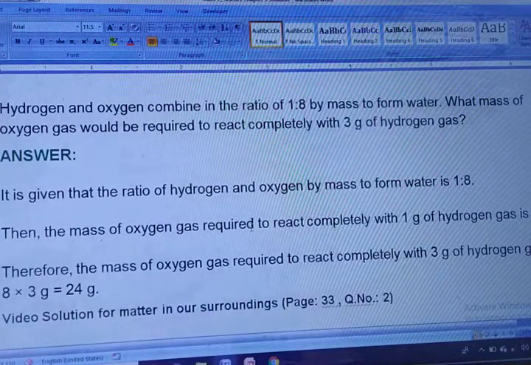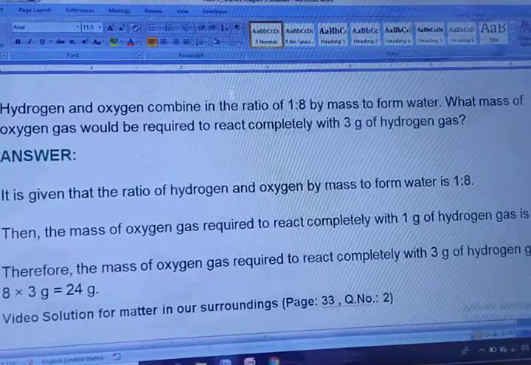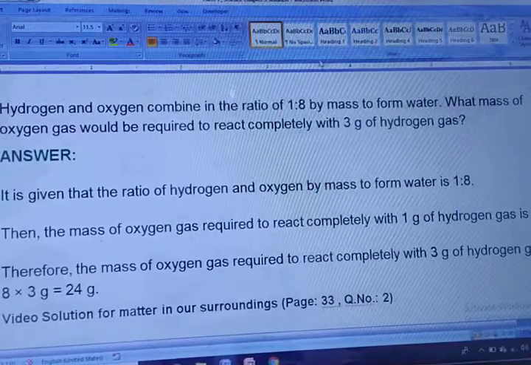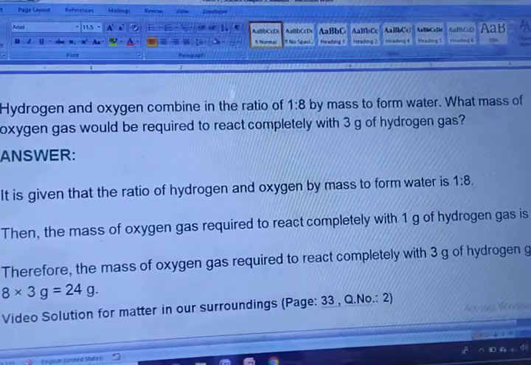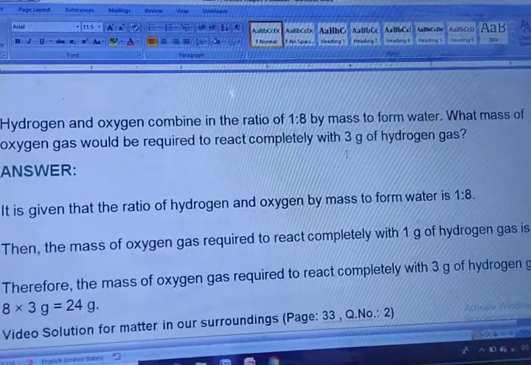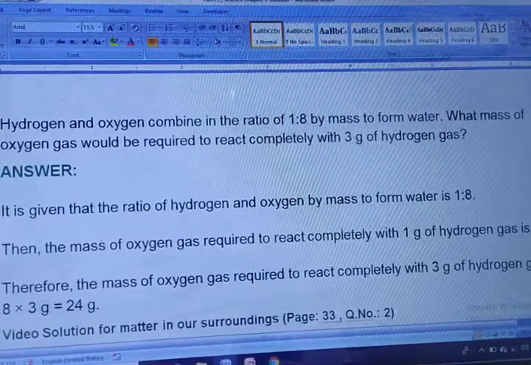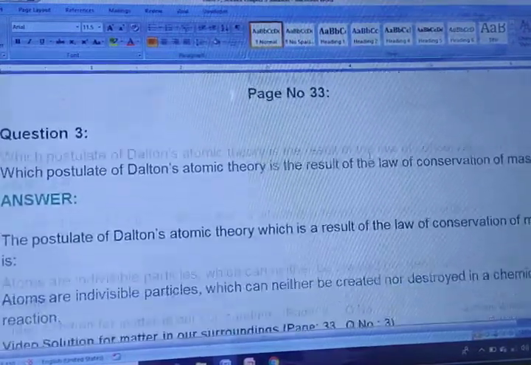So as you have seen, this is specially according to the law of definite proportion given by Joseph Proust, as he has given the definite ratio of a compound. You can see the water ratio is 1:8. So as the hydrogen ratio will be 3, then the oxygen ratio will be 24. Now let's move towards the next question, number 3.